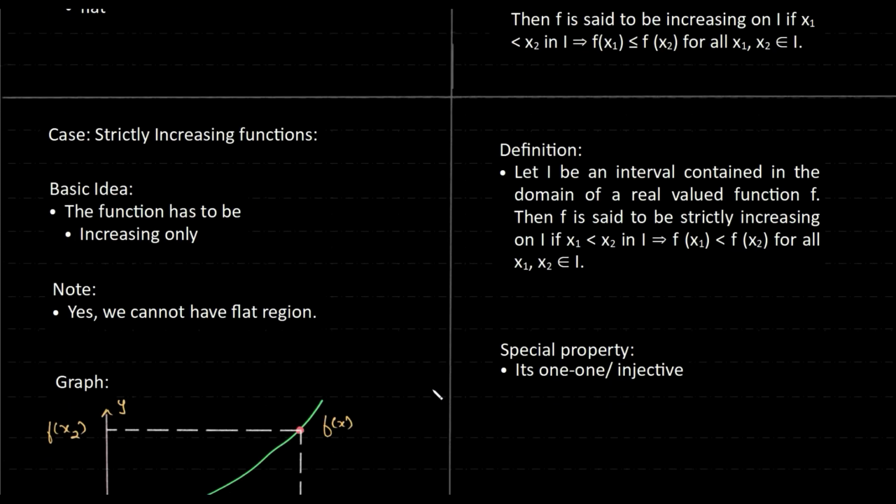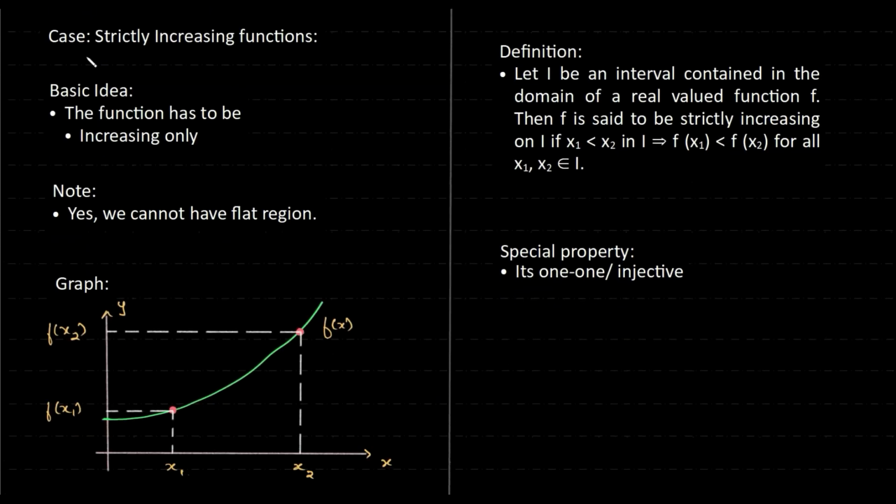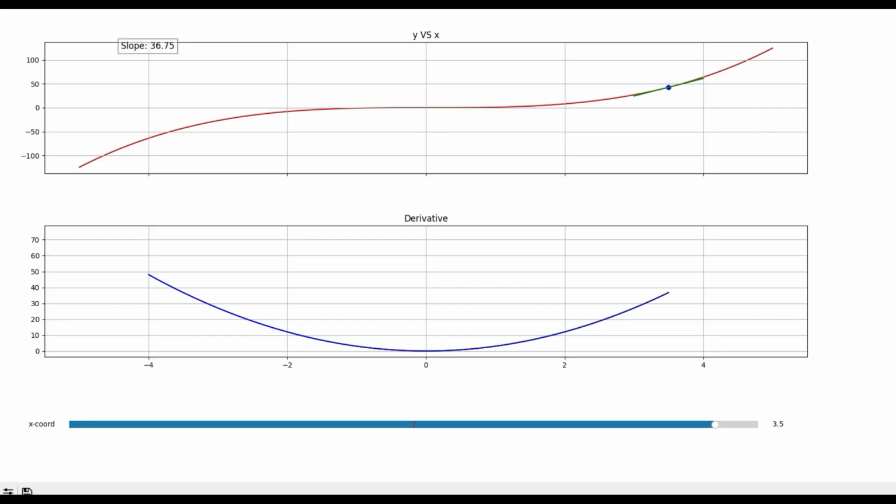Now, strictly increasing. So what is the difference? In strictly, as the name tells, it always has to be increasing. There is no flat region. So graphically, it can look something like this. If I move from left to right, the function increases. Okay, it's always going to increase.